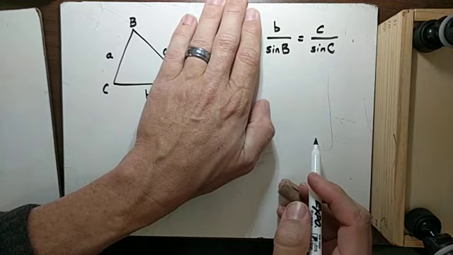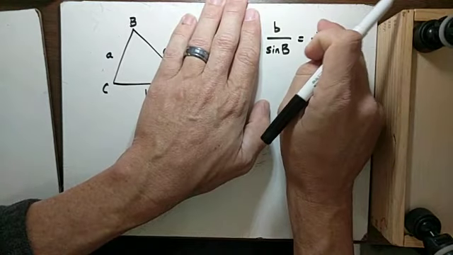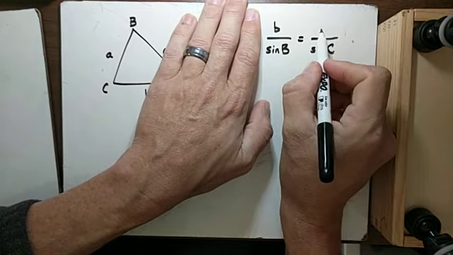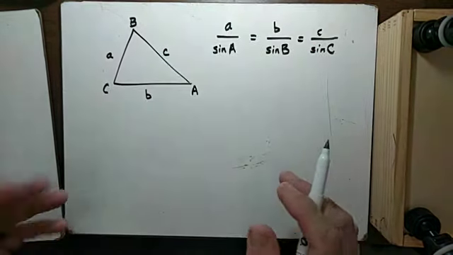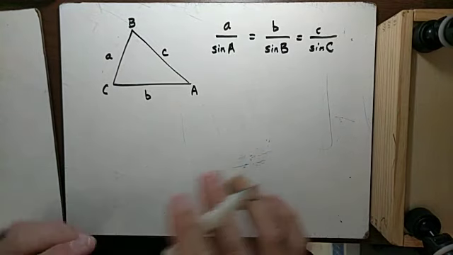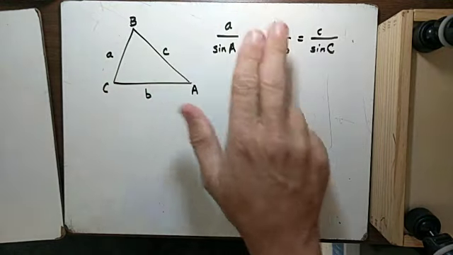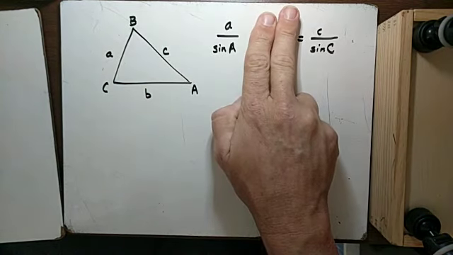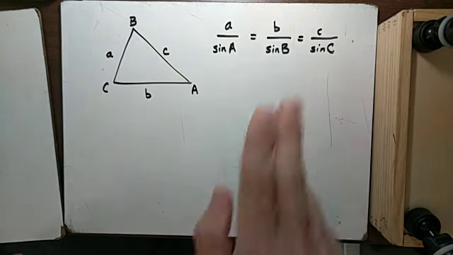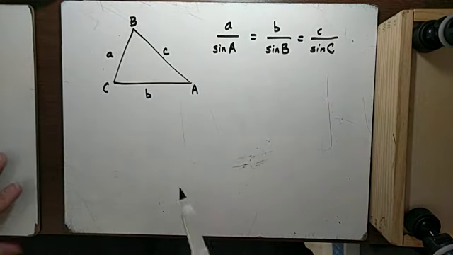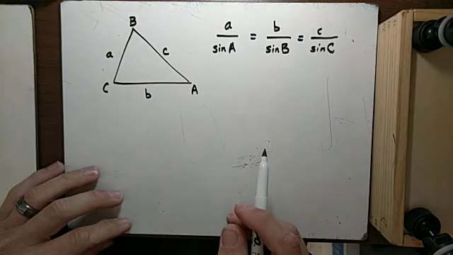So sometimes you'll see, and sorry, that should be a smaller c. Sometimes you'll see all three of these put together. In practice, though, you'll only use two of them. So you can use the first two, you can use the last two, or you can use the first and the third. Okay? So it just depends on which angle or side is missing that you want to find out.